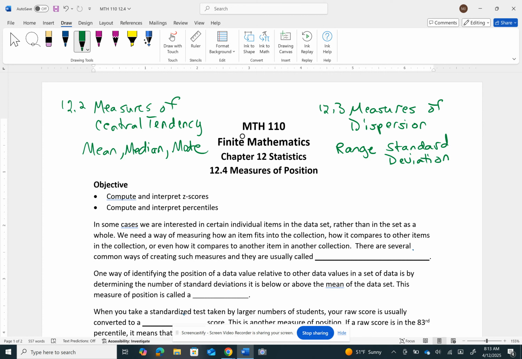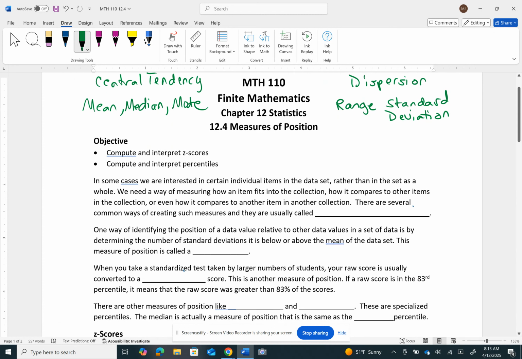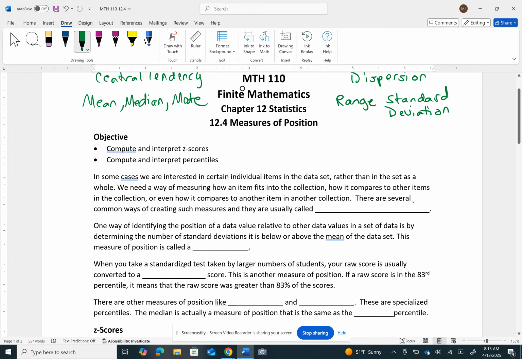All right, what we're doing in section 12.4 is something called a measure of position. It's really giving you a sense of how a particular data value compares to the other data values. Like, where is it located in the data set as compared to all the others? Measures that do that are called measures of position. There's just two that we're going to really look at.